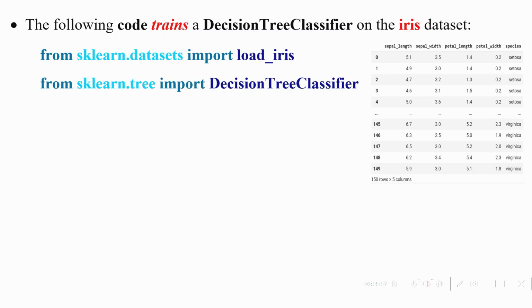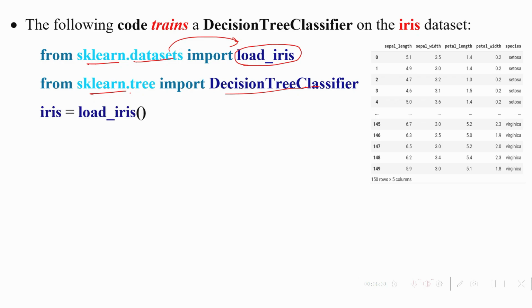Okay, first of all, from the scikit-learn dot datasets import load_iris dataset. Here iris is a standard dataset that is automatically available in the scikit-learn datasets, so we are directly importing from the corresponding module. Then our model is a decision tree classifier, so we are going to import the DecisionTreeClassifier from the scikit-learn tree.